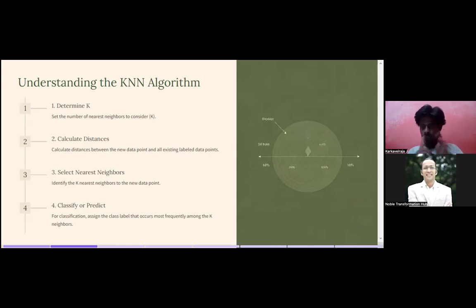Okay, we need to determine the K value. We need to find the distance between the new data point and the K value, and map it so that we can classify it. Hope you guys can understand. It's a very simple process. So whenever K nearest neighbor comes to your mind, we need to fix a K value, find the distance between all the data points and the K value, and then create a classification. That's it. Hope you guys can understand. Yes, sir, over to you.